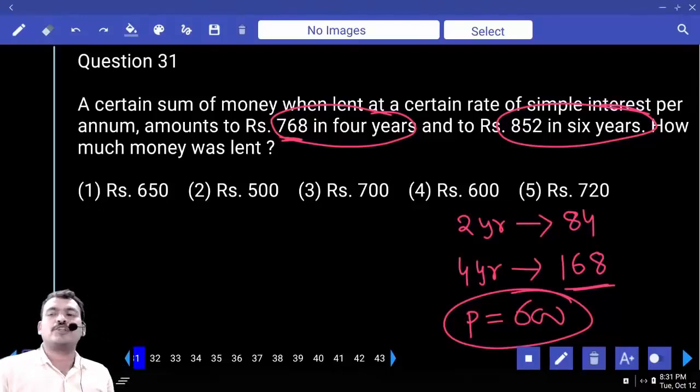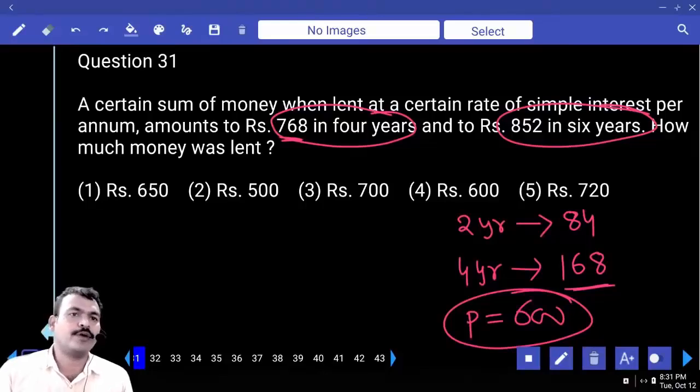768 is the amount or principal? Amount. In that interest value? 168. Obviously principal are 600.